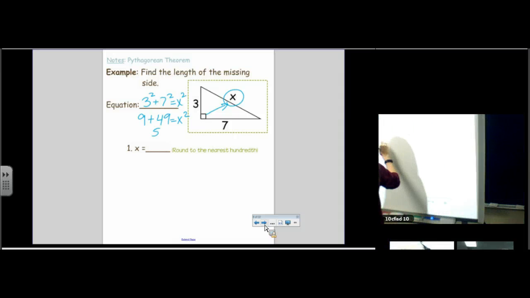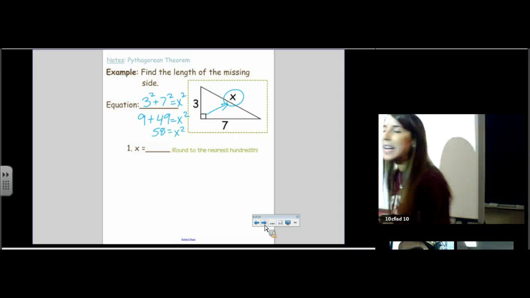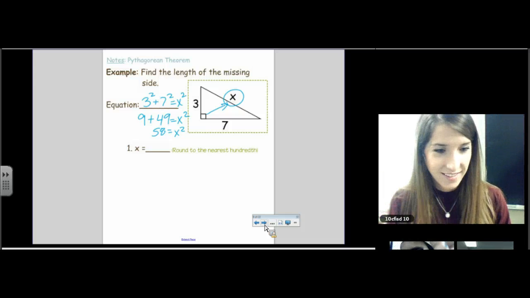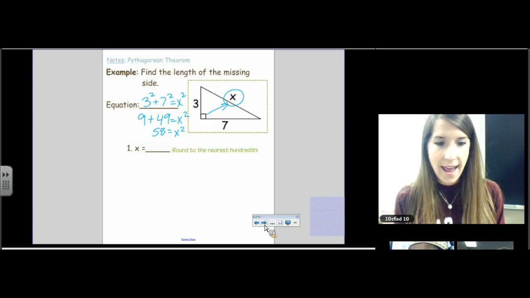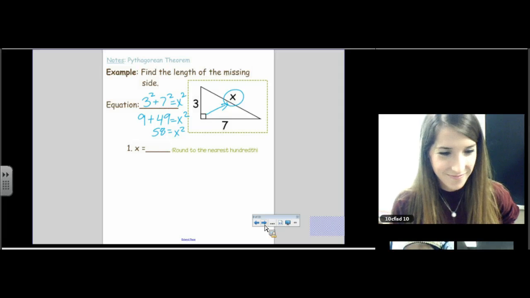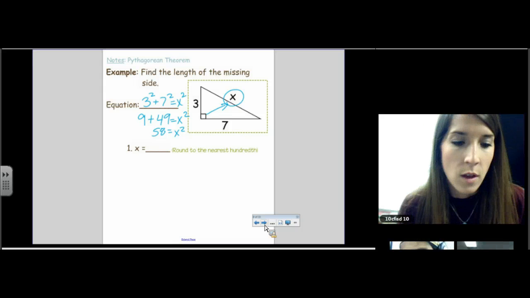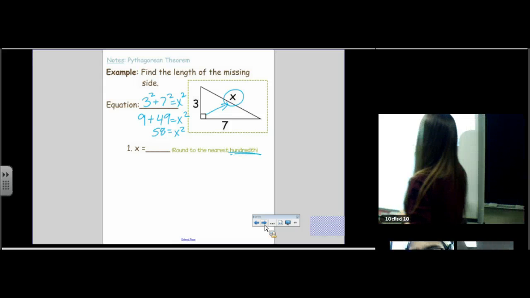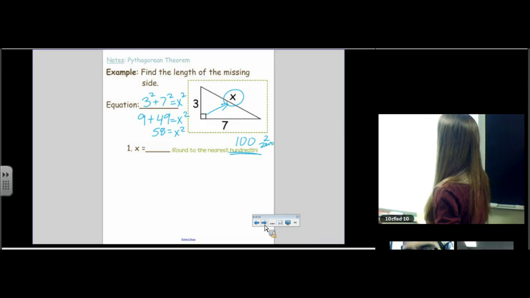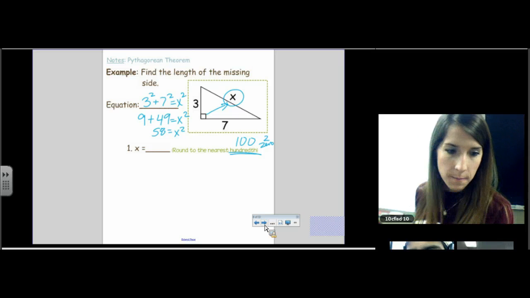58 equals x squared. And then we didn't want to find x squared, we wanted to find x. So what's the opposite of squaring something? Square rooting. Chloe, what did you get for x? So we're rounding to the nearest hundredth. The number 100 has 2 zeros in it. So that means I want 2 decimal places.